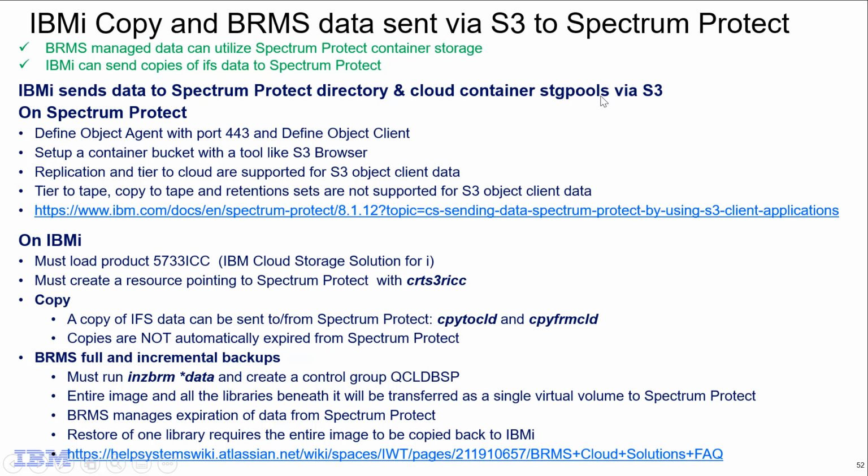So in conclusion, I've shown you how to set up Spectrum Protect and IBM i to be able to do copies and BRMS backups and restores from IBM i via S3 to the Spectrum Protect directory or cloud container storage pools. Thank you very much.